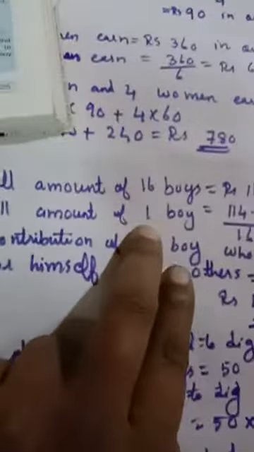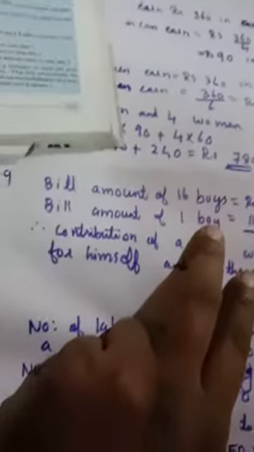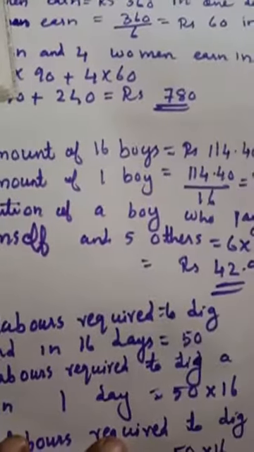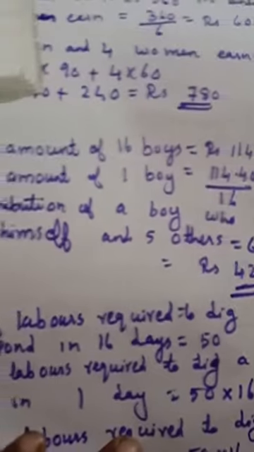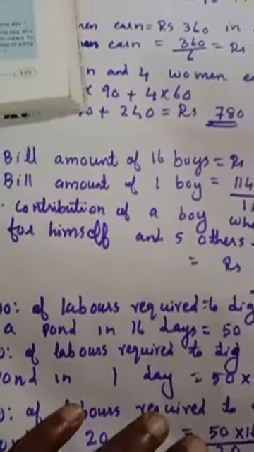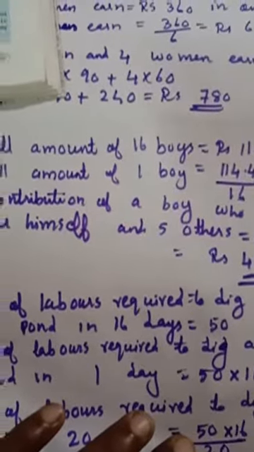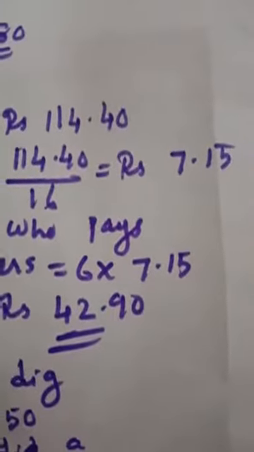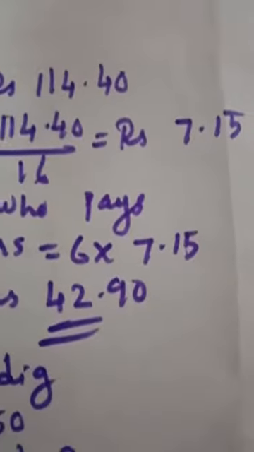Bill amount of 16 boys is equal to rupees 114.40. Now the bill amount of one boy, how to find it? By division, 114.40 by 16 is equal to 7.15.